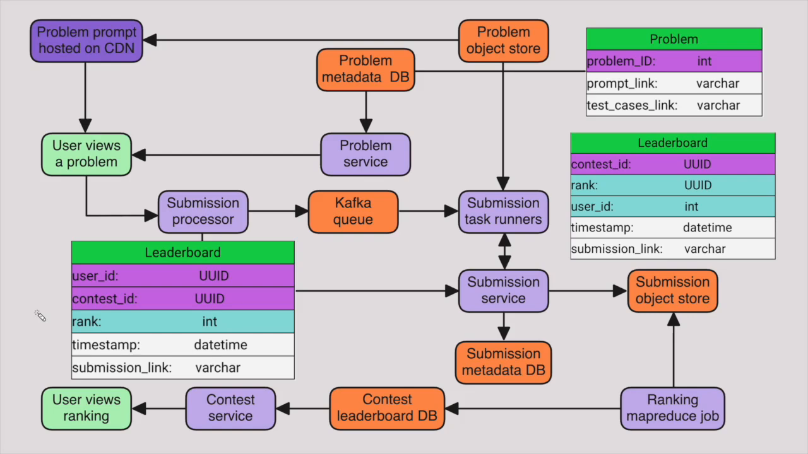So the process would be the following. We would have a ranking MapReduce job that would retrieve all the submissions, let's say every 5 minutes. Then we would perform a list of filtering and mapping operations. In the end, we would get a result where we have a list of problems with their solutions grouped by user. And then that data would first be stored in our SQL leaderboard database, so all the previous data would be overwritten with the new data.